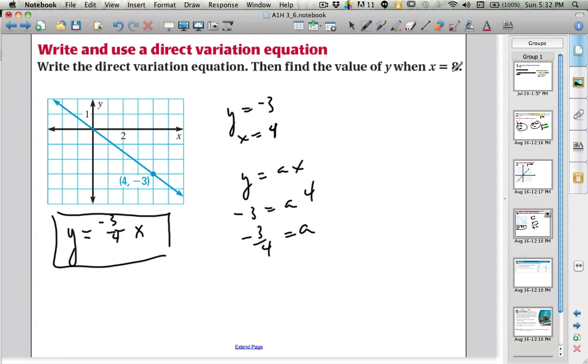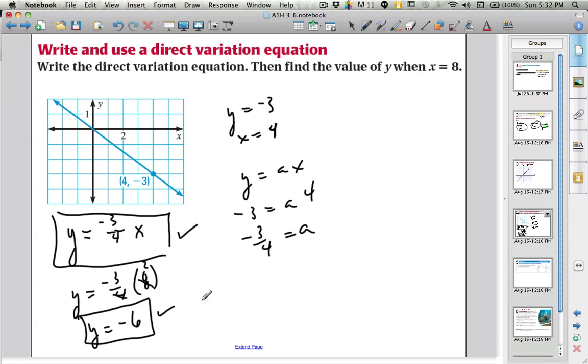Then find the value of y when x is equal to 8. If I plug 8 in for x, the 4 will go into the 8 and leave 2. 2 times negative 3, y is equal to negative 6. That's the answer to the second part of the question. So by taking a look at this graph, I was able to create the direct variation model and then evaluate that model for a different supplied value of x.